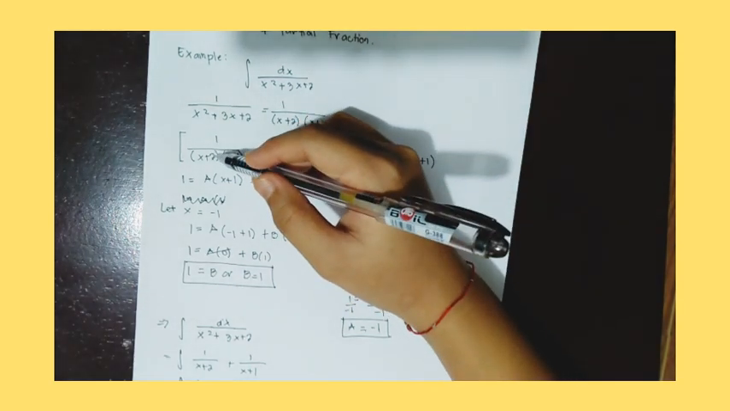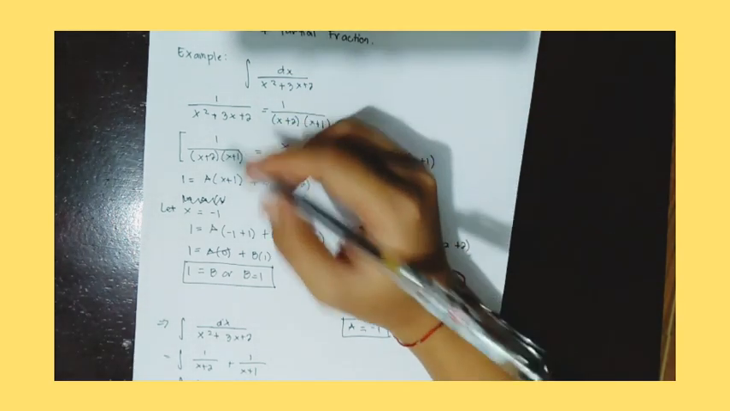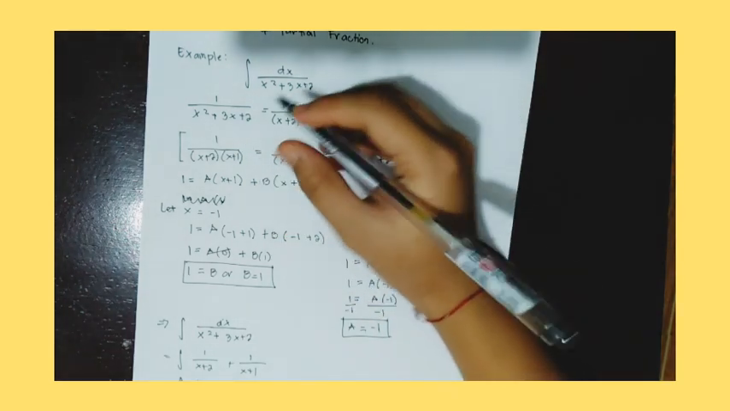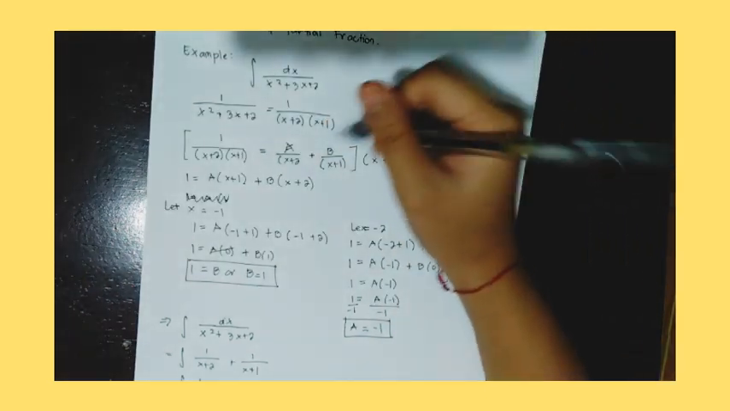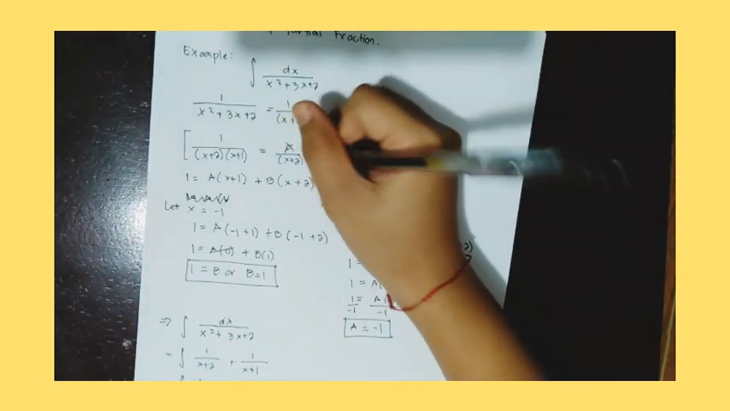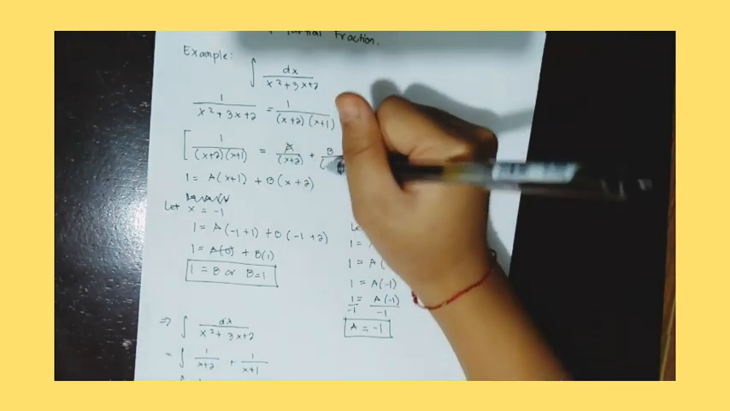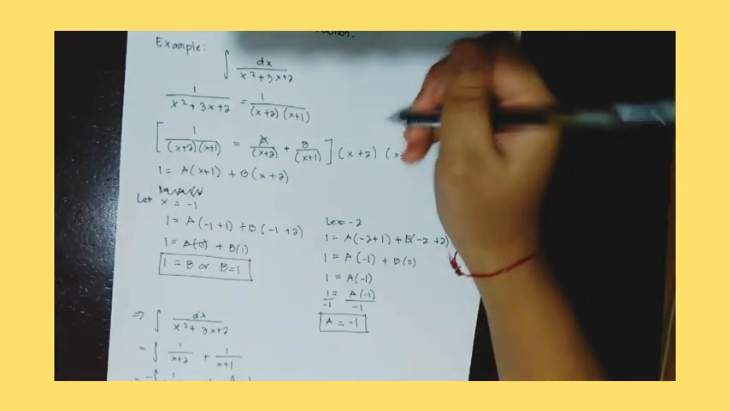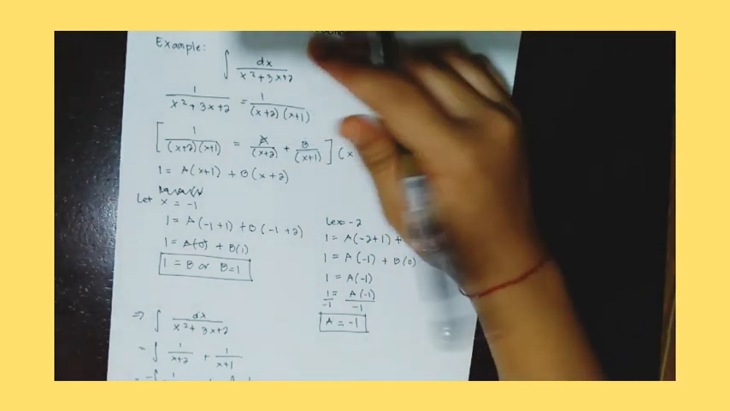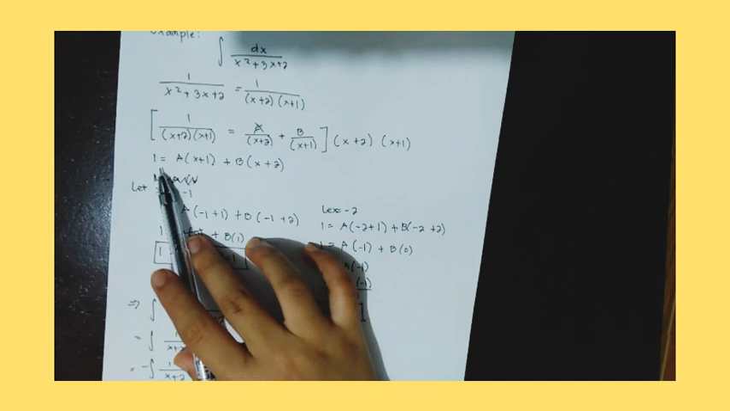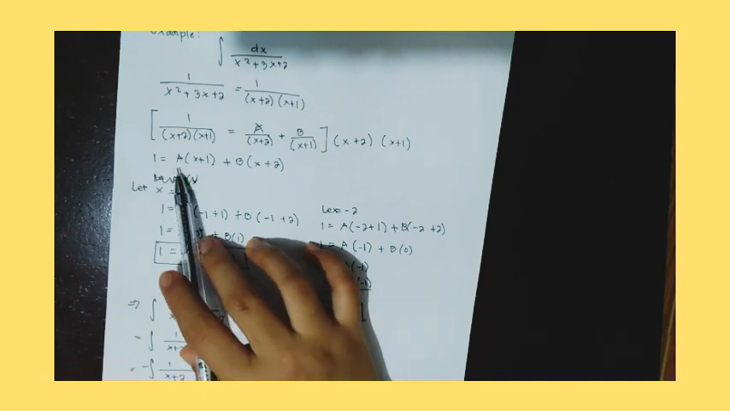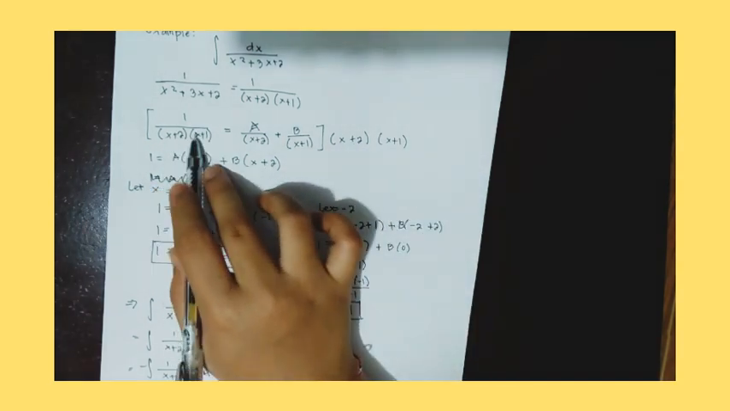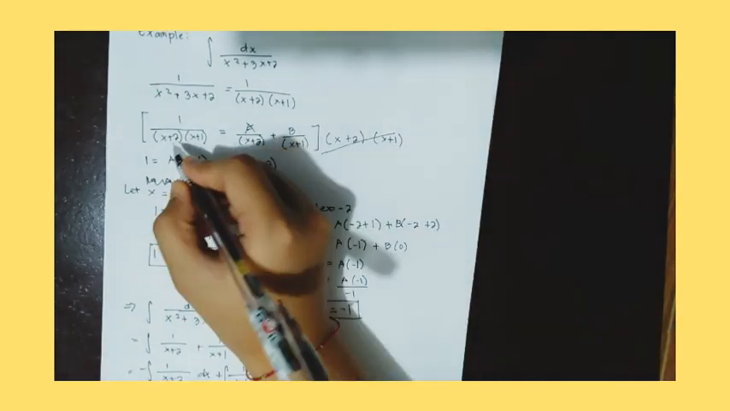1 over x plus 2 times x plus 1 is equal to A divided by x plus 2 plus B divided by x plus 1. Then we multiply by the factors here. Then 1 is equal to, why did this become 1? Because this cancels here, then this cancels.